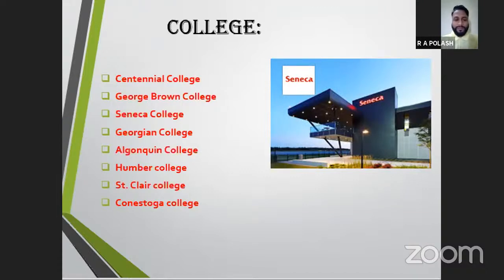Please type in the chat box the college name, because there are lots of students who typed universities. I think there are lots of people who would like to study diploma courses. Aditi Barai says Seneca. Okay, there are lots of popular colleges, like Georgian College, Seneca College, Central College. So type in the chat box your favorite college. Mr. Kabir said Seneca. Okay, thank you, Mr. Kabir. Anyone left, please?